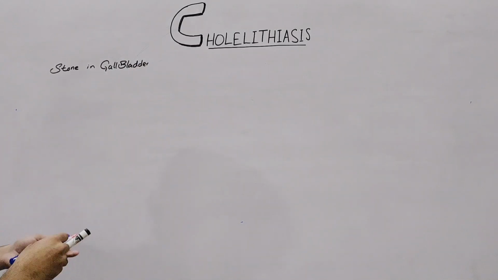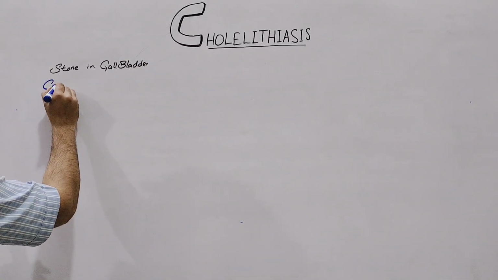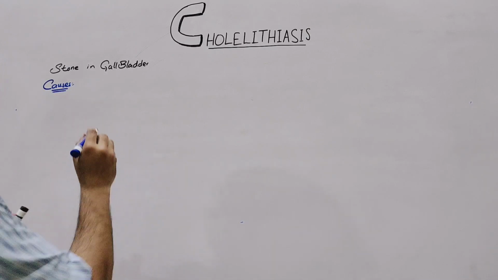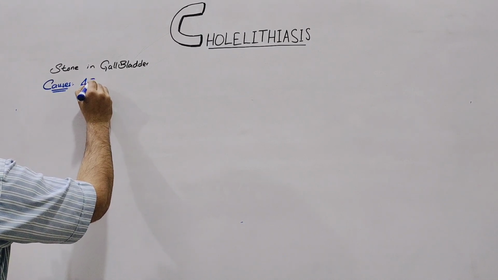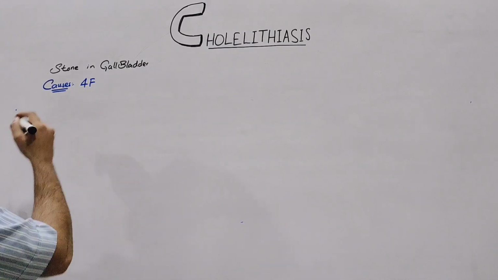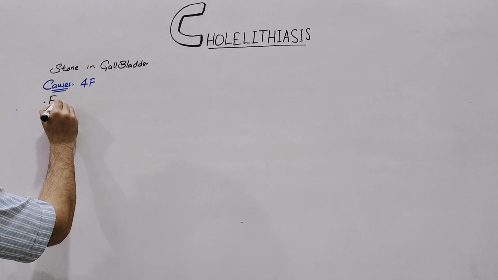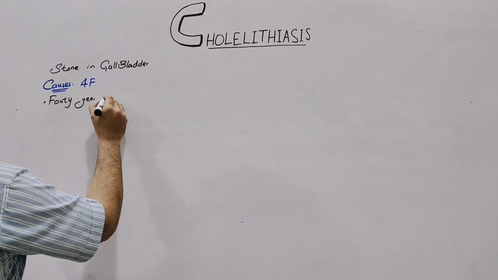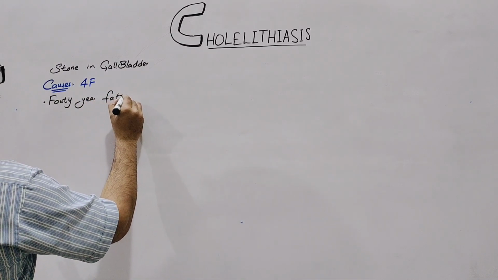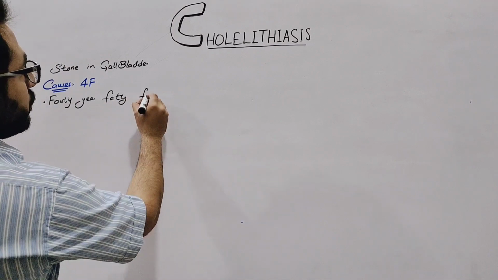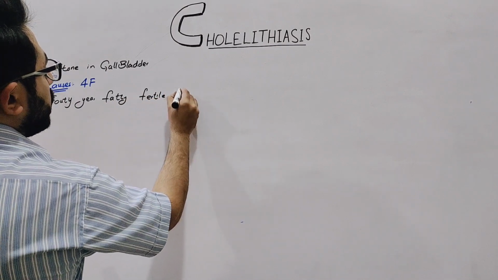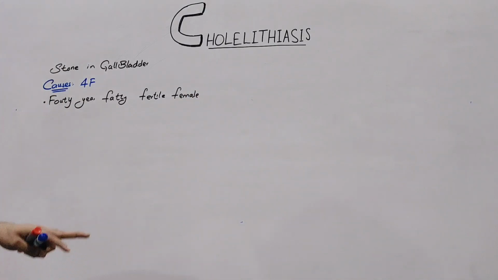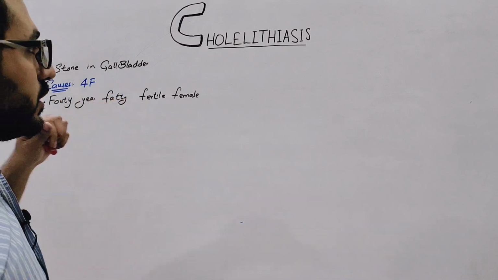What are the causes of cholelithiasis? To remember the causes, you should remember the formula of 4F. Means a 40-year-old, fatty, multiparous or fertile female presents with right upper quadrant pain, which indicates it should be cholelithiasis.